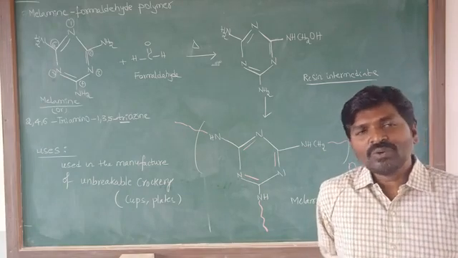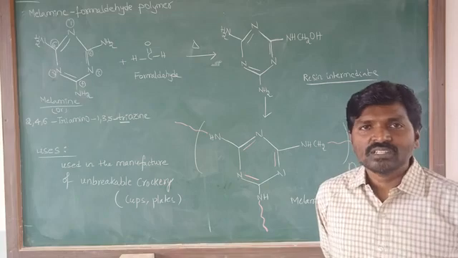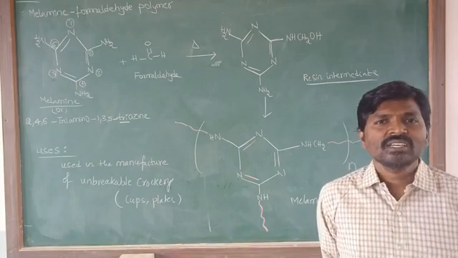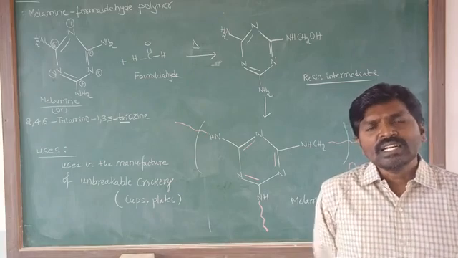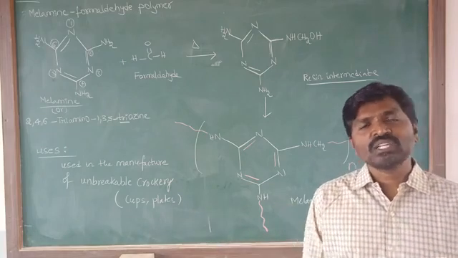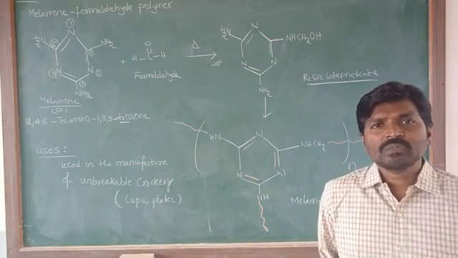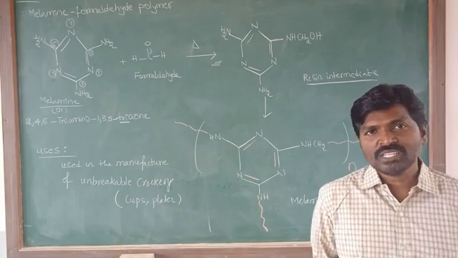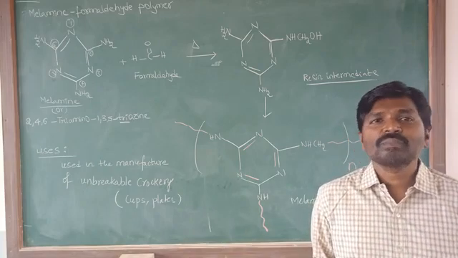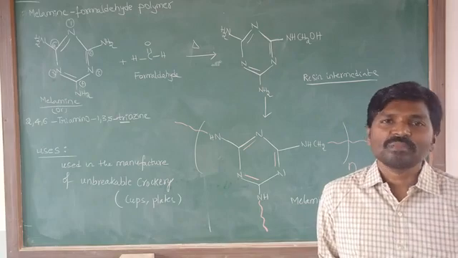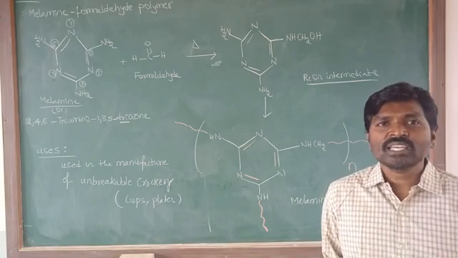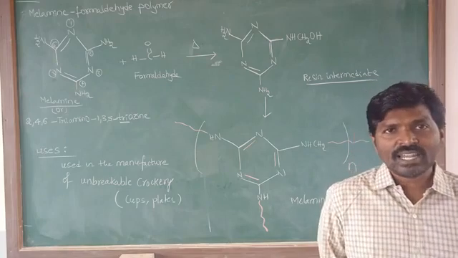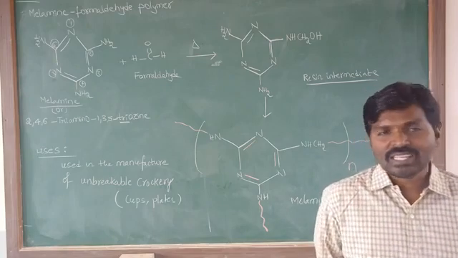Copolymerization. Already we know the meaning of copolymerization. Copolymerization is one type of polymerization in which we are taking different types of monomeric units. What happens if we take the same type of monomeric units? At that time such type of polymerization is called homopolymerization. Here we are taking different types of monomeric units, so that's why this polymerization is called copolymerization.